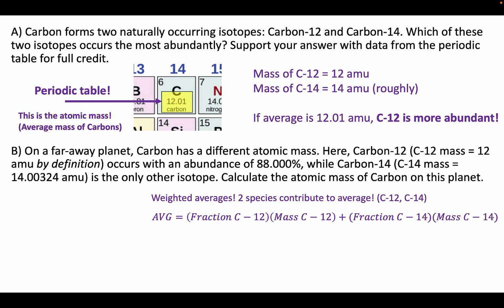If we had 3 or 4 or 5 or any number of species that are contributing to the mass, we would have that many terms. Here we just have the two terms. There's the C12 term and then the C14 term, with fraction times the mass being what I'll refer to here as the term for that contributor to the average.